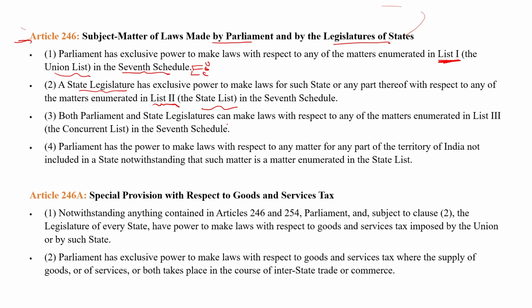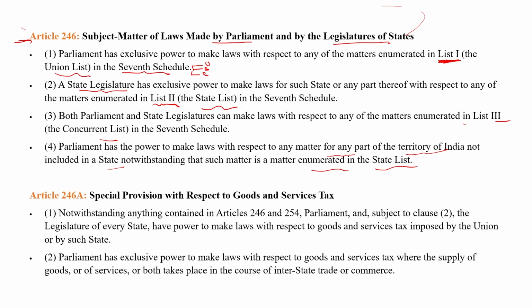Both Parliament and state can make law with respect to any of the matters mentioned in the concurrent list. So for the first list, Parliament can make law. For the second list, state can make law, and for the third list, both can make law. Parliament has the power to make law with respect to any matter for any part of the territory of India not included in a state, notwithstanding that such matter is enumerated in the state list. Parliament can also make law for the state in the case of a state list matter.